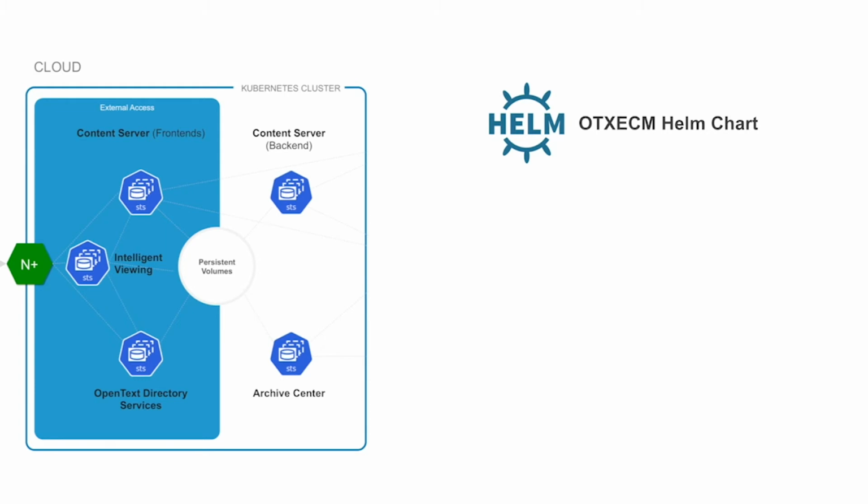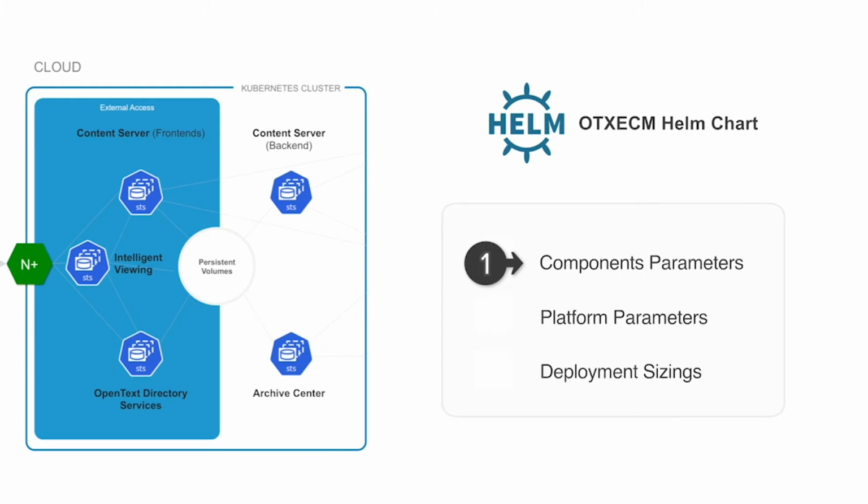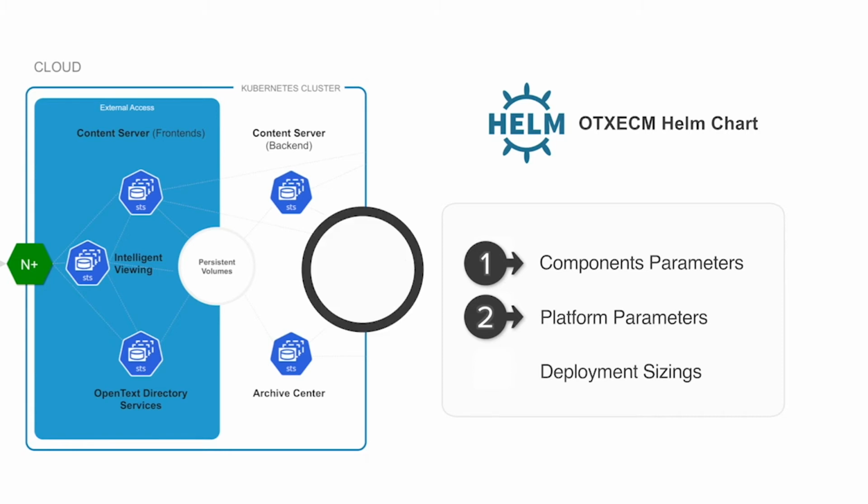The Extended ECM Helm chart packages, first, all the components' parameters, for example, the container version to be deployed, resources such as CPU and RAM to be used, and also parameters that are used to guide our deployment automation. Secondly, we have platform parameters. Those are definitions that are specific to the target Kubernetes platform that you want to deploy. We could have Azure, AWS, Google, OpenShift, which we have recently released a preview, and of course the OpenText Cloud.